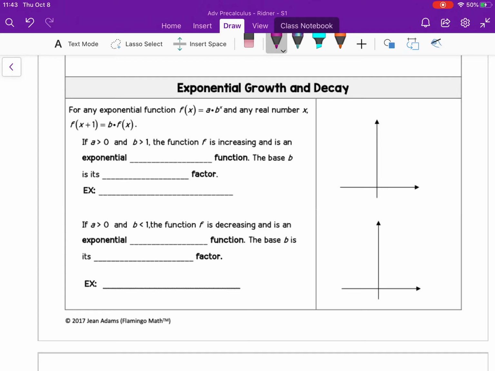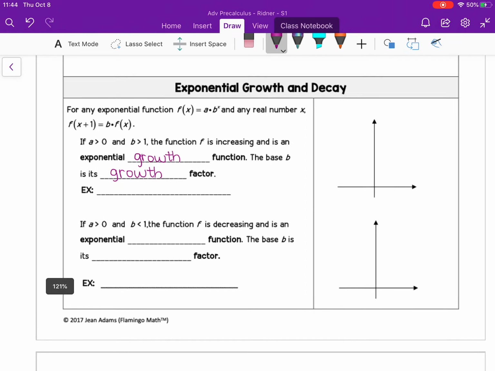So if A is greater than 0 and B is greater than 0, then the function is increasing. So that's called an exponential growth function. The base B is its growth factor. So that's kind of vocab heavy there. Growth function, growth factor. So what's an example?